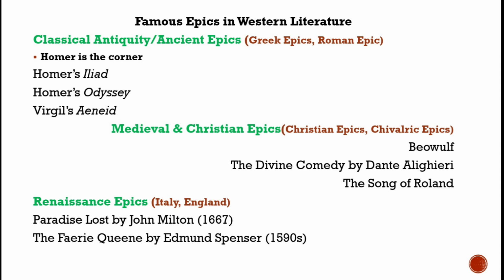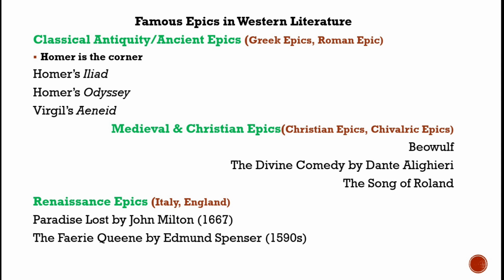Third, we have the Renaissance epic, that's of Italy and England. The Renaissance epic is the revival of classical learning during the Renaissance, which led to new epics that merge ancient forms with contemporary themes. Paradise Lost by John Milton, an English blank verse epic about Satan's fall and Adam and Eve's disobedience. A complex portrayal of Satan, Adam, Eve, and divine justice.